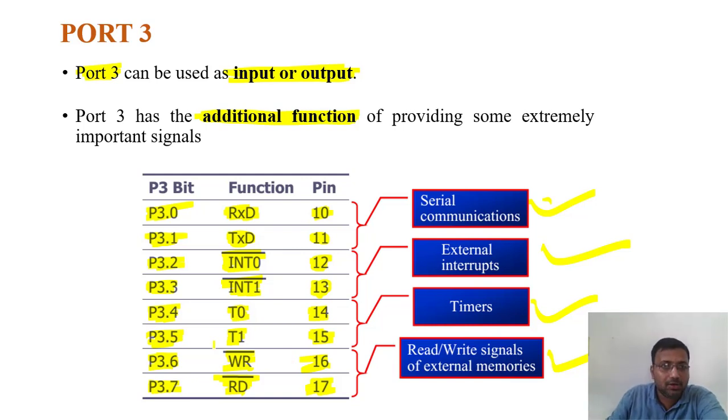Okay, so this is about port 3. Port 3 has special functionality, so remember this. It has serial communication, external interrupt 2 pins, timers 2 pins, and read and write signal 2 pins. This is very important to remember.